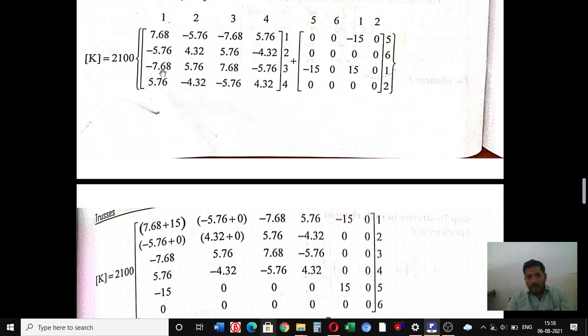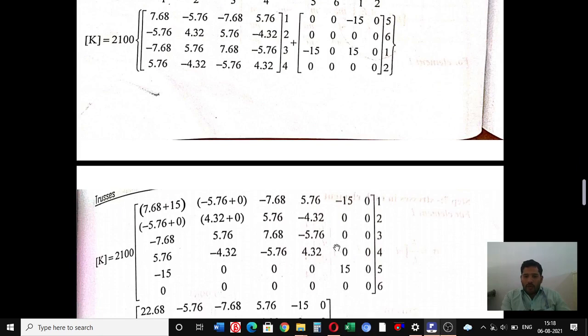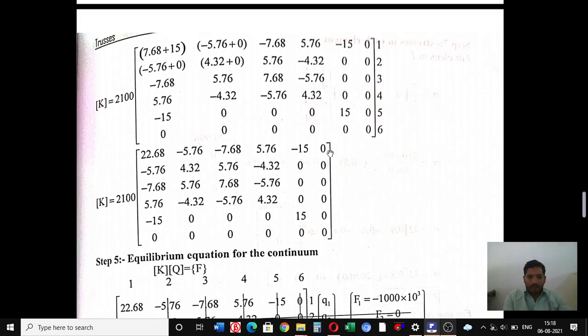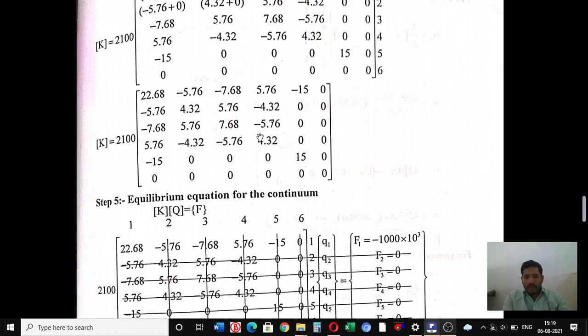Come to the same procedure. 3 into 1, how much do you get here? Where this 3 and this 1 intersect at this point, you will get the value minus 1.68. 3 into 2, where this 3 and this 2 intersect, you get the value 5.76. 3 into 3, you get the value 1.68. 3 into 4, how much do you get? Minus 5.76. 3 into 5 is not available here, and this side is also not available. If it is not available, then you need to consider it as 0. Then again, follow the same concept for the 4th, 5th and 6th also. After that, add this value, 7.68 plus 15, then you will get 22.68, minus 5.76, 4.32, minus 5.76. The same matrix you have to present here.